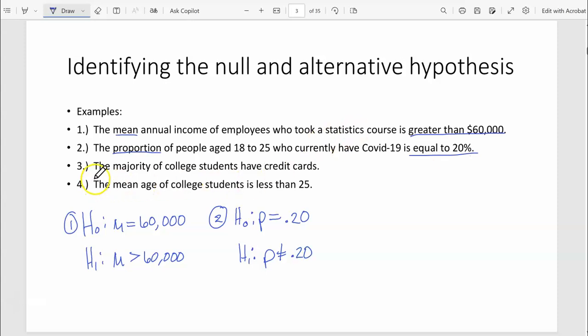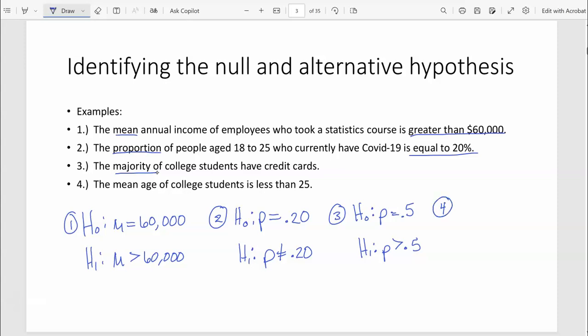Take a minute, pause the video, see if you can come up with the hypotheses for 3 and 4. Then come back and check your answer. So 3: the majority of college students have credit cards. Majority implies a couple of things. It implies that we are dealing with a proportion. And majority would be greater than half. So they're giving us the alternative hypothesis here. The null is going to be equal to half.